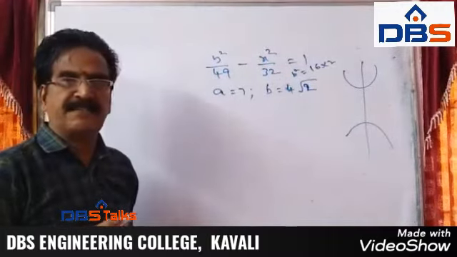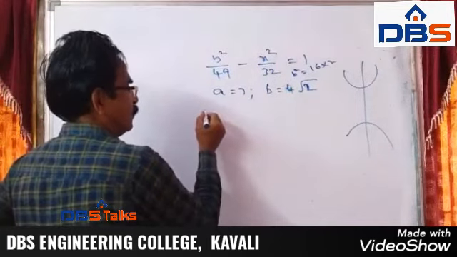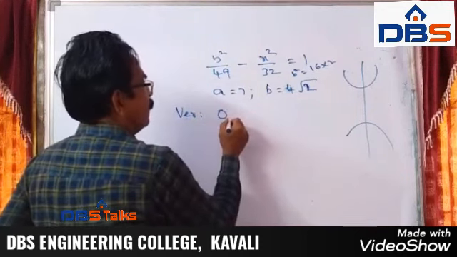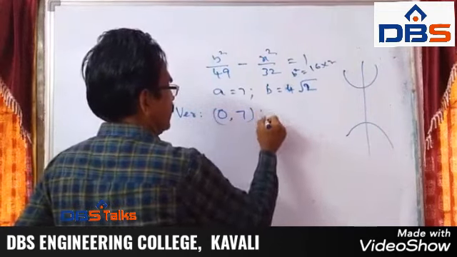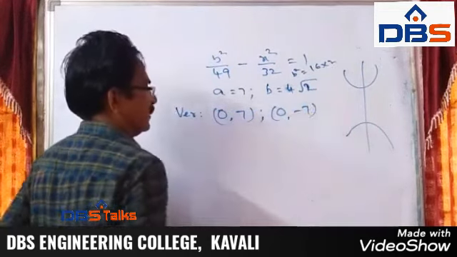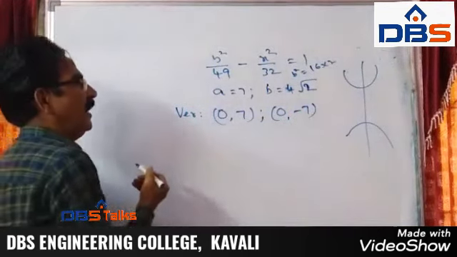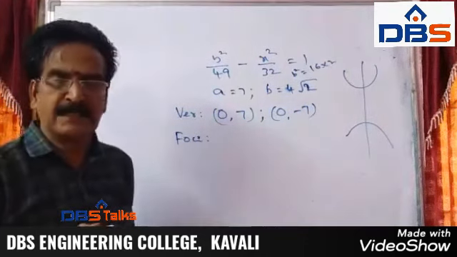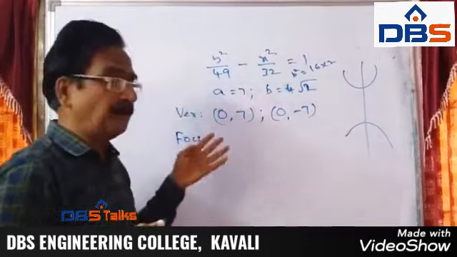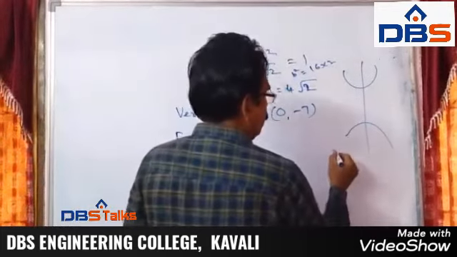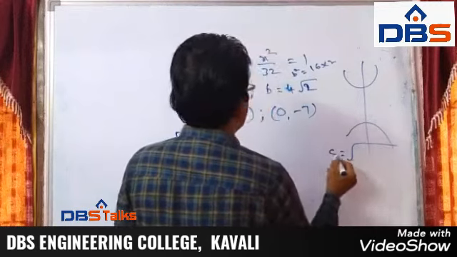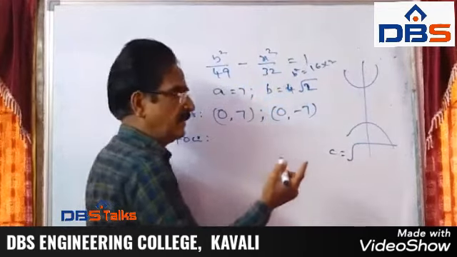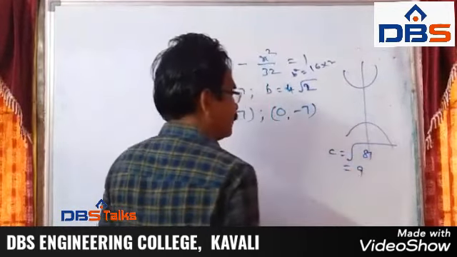Now I am writing the vertices, friends. Vertices, as you know, 0 comma plus or minus a, that is 0 comma 7 and 0 comma minus 7. These are the vertices. And the foci are 0 comma plus or minus c, where c is equal to root of a square plus b square, root of 49 plus 32, root 81, that is equal to 9. So c is equal to 9.